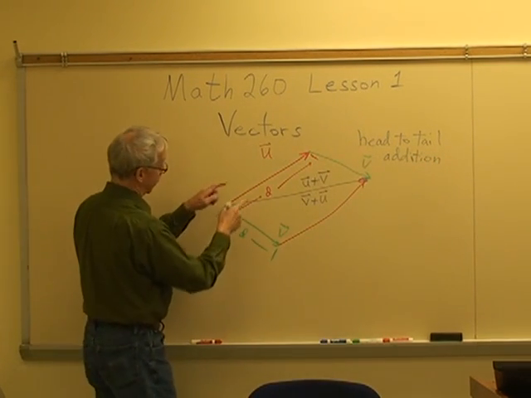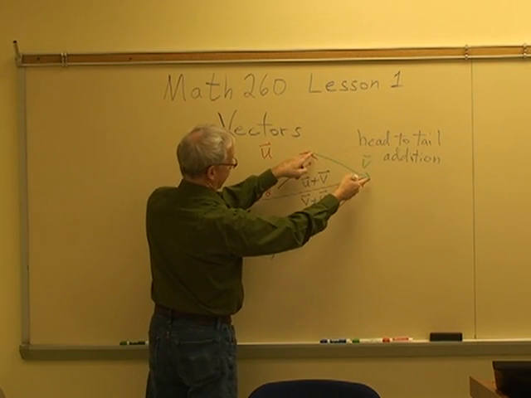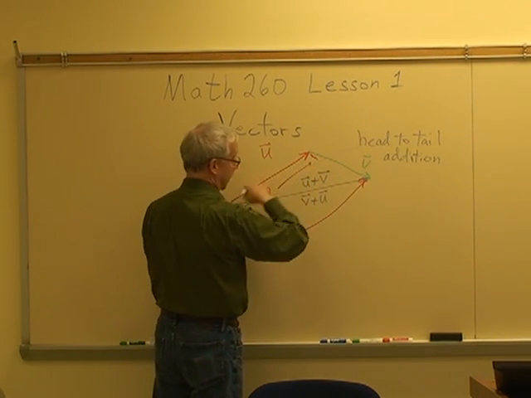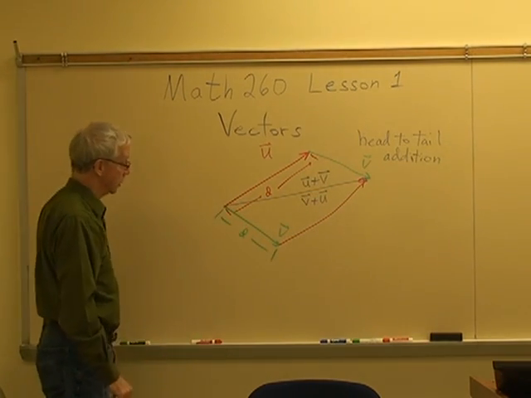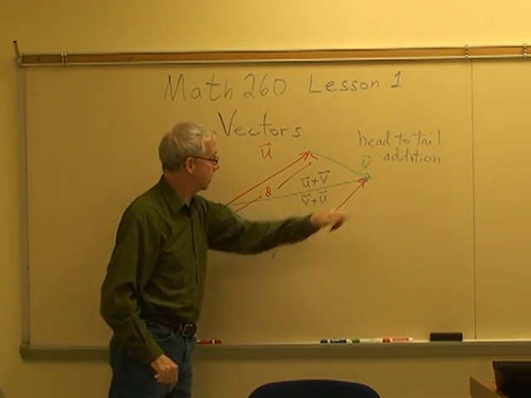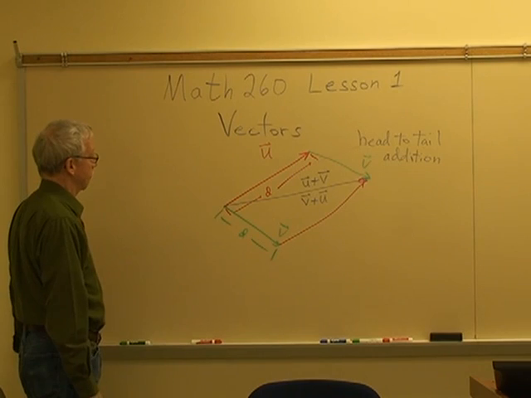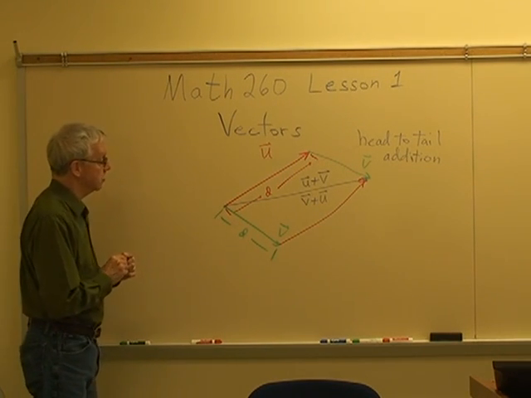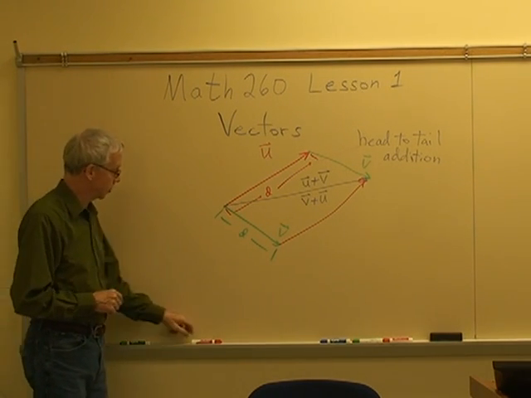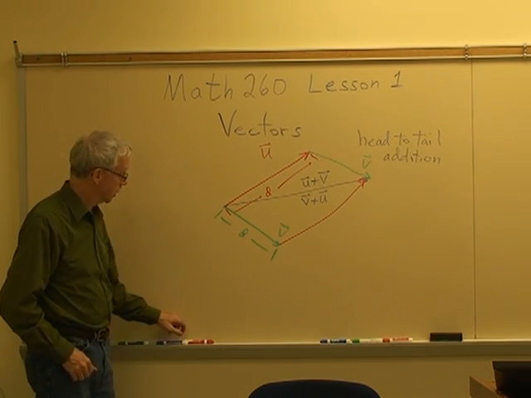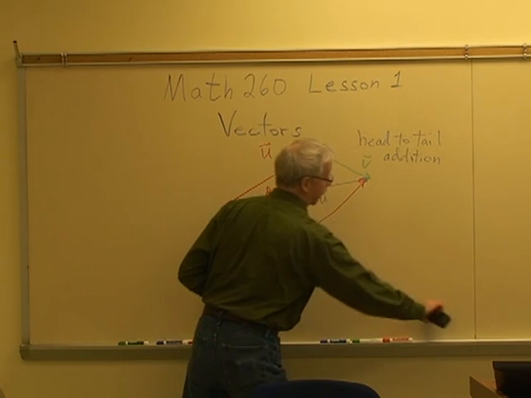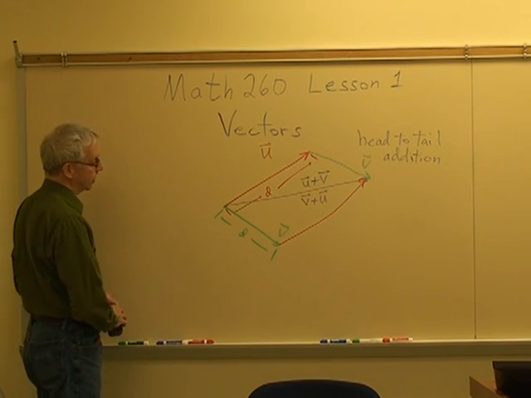Where I simply place the tail of the second vector on the head of the first one, and the result is the direct distance that takes me from the starting point to the end point. Now, there's also a way to multiply vectors. We think of multiplying a vector by a number or a scalar. What that does is change the length of the vector. So let's look at that example.